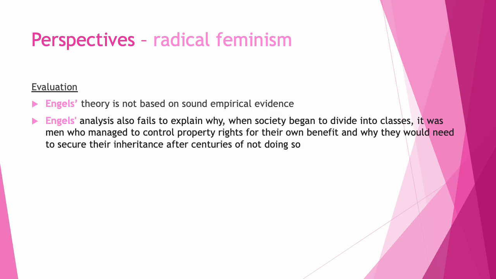Engels' theory is not based on sound empirical evidence, and his analysis also fails to explain why and when society began to divide into classes. It was men who managed to control property rights for their own benefit, and why they would need to secure their inheritance after centuries of not doing so.